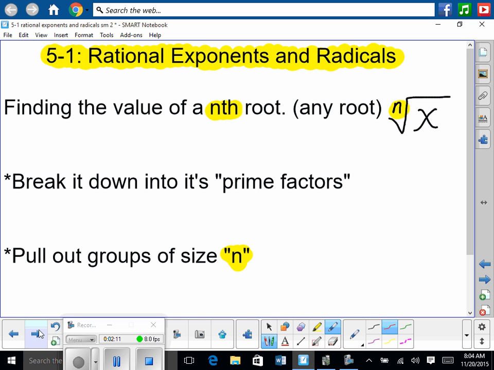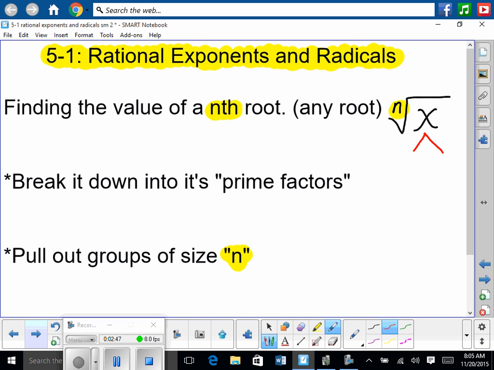So if I want to put in a 5, I should be able to find the 5th root, 4th root, 3rd root, whatever. So the rule is the exact same as a square root. What we do is we break it down into its prime factors. So whatever's under the house, we break it down into its prime factors. Now remember, prime means nothing multiplies to be it besides 1 and itself, or it's not divisible by anything other than 1 and itself. And then our second step is to pull out groups of size n. So if it was a square root, we pulled out groups of size 2. If it's a cube root, we pull out groups of size 3, 4th roots, groups of 4, and so on.